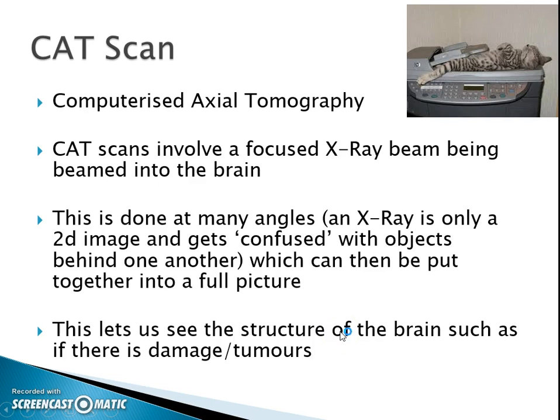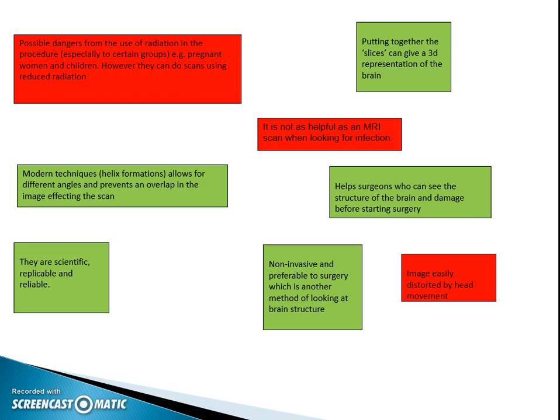And then finally, we've got CAT scans, computerized axial tomography. CAT scans involve a focused X-ray being fired into the brain in slices. Remember, X-rays are only 2D, so what we have to do is use 2D X-rays, but we do it in slices, and that's the axial because it means at angles, and we build up a 3D picture of the brain using that. And with that, we're able to build up a structural view of the brain, what the brain looks like. Particularly, we're looking for areas that are damaged or areas which have suffered trauma. Particularly, we might look at things like tumours.